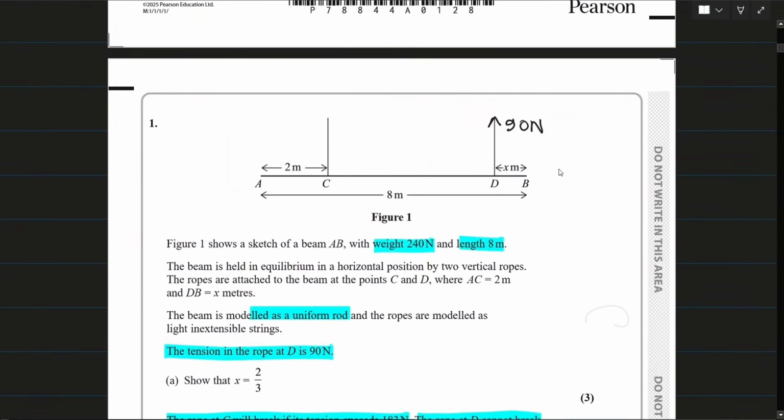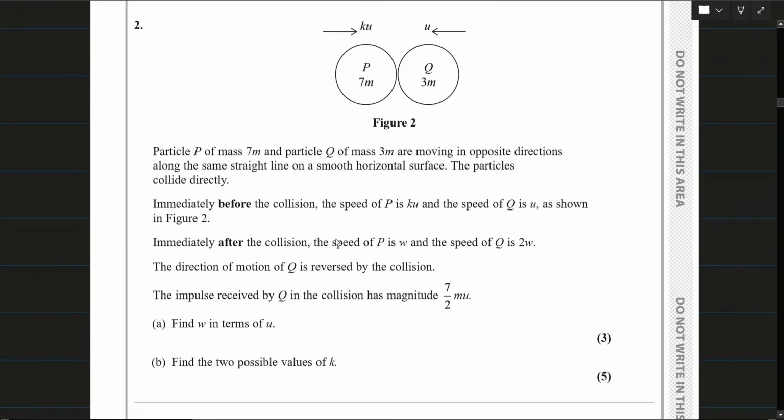We can now move on to question number 2. We can see that we have two particles here, particle P and particle Q. Particle P has a mass of 7m and particle Q has a mass of 3m. Both particles are moving toward each other, in opposite directions along the same straight line. The surface they are moving on is smooth, so there are no friction forces on them.